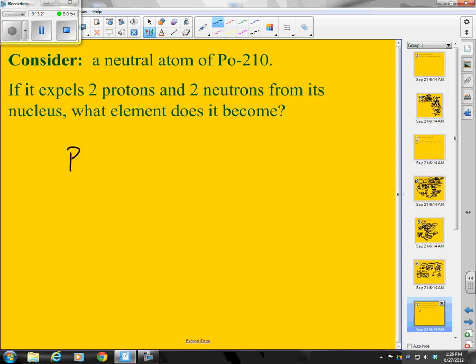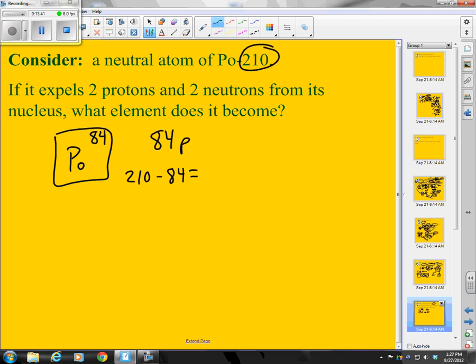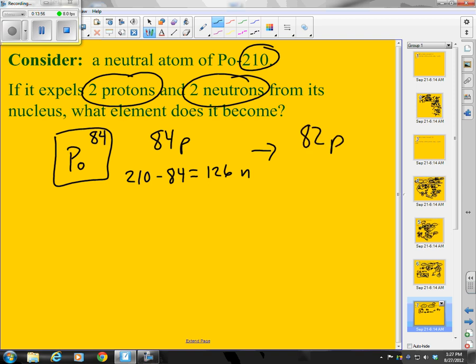I have polonium. I look up at my periodic table and see polonium, I see what? Polonium has an 84 up here. That means it has 84 protons. So I have 84 protons, and we have polonium-210. So 210 minus 84 looks to me like I get what? How about 126? 126 neutrons, and then that's transformed, and what happens? I lose 2 protons and I lose 2 neutrons, so I end up with 82 and 124.